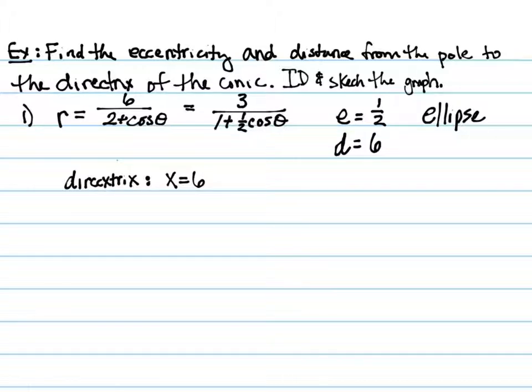Okay, and the last thing I think that it told me to do was to sketch, right? We found the eccentricity, we found the distance, we identified that it's an ellipse, and we need to sketch the graph. So we're ready to sketch a graph. The directrix should be pretty straightforward to draw. Where are we drawing that on our graph? Yeah, it's at 6, right?